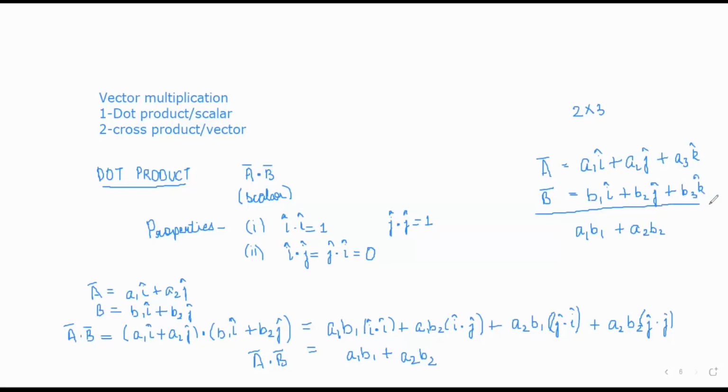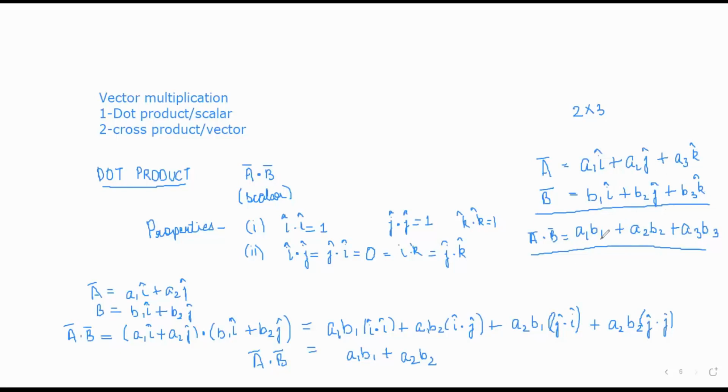So the results would be the same, because the same vectors dotted will always give 1. So here K dot K will also give 1, and here I dot K will also be 0, J dot K will also be 0. So what we are left with is we will simply multiply these terms also, that will be A3 B3 in 3D. So what we got is A dot B will be equal to this thing. This is our result. We have simply multiplied the corresponding terms for the same i's, j's, and k's.